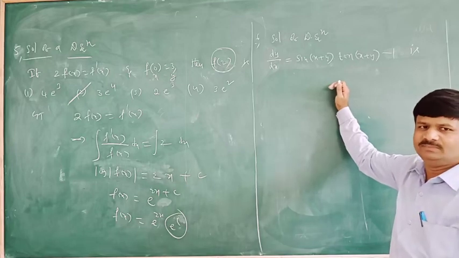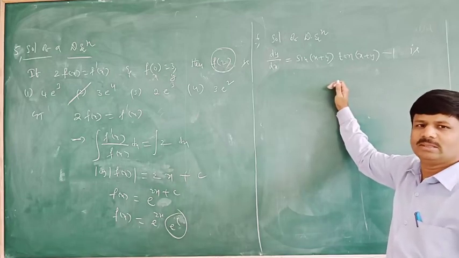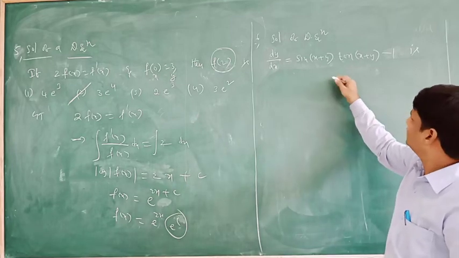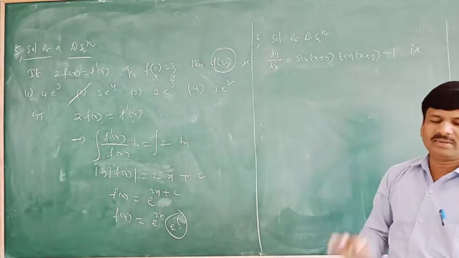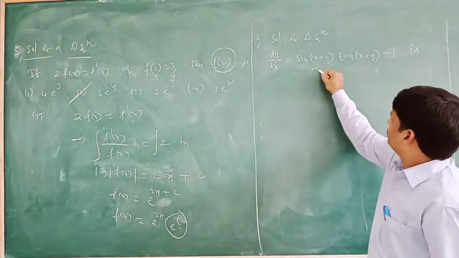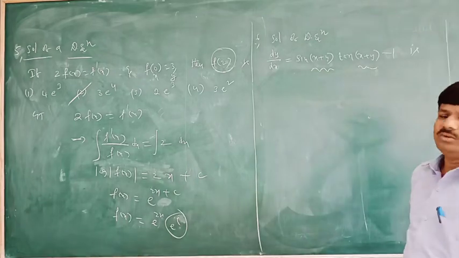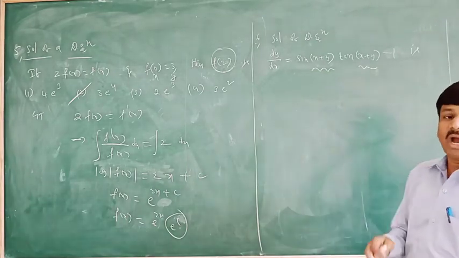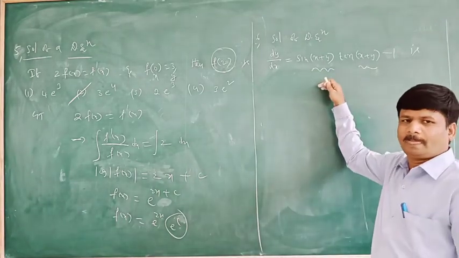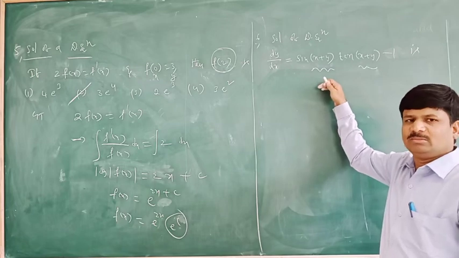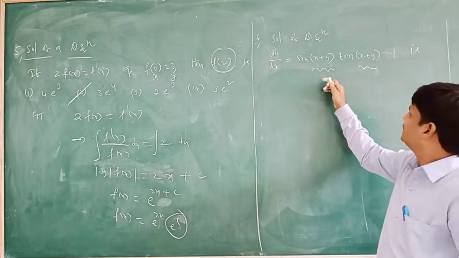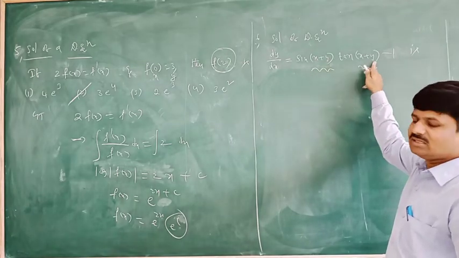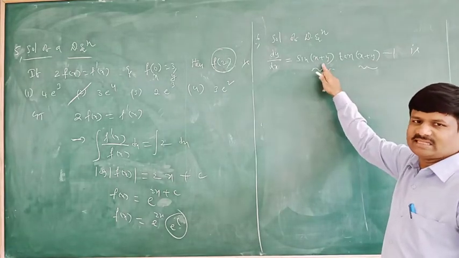Actually, it is in the form of variable separable only. How could you say it is variable separable? Whenever you are not able to separate the variables, what we have to do is simplify the function. Simplification means how could you do? Here x plus y is there, and we are not able to separate this x and y.